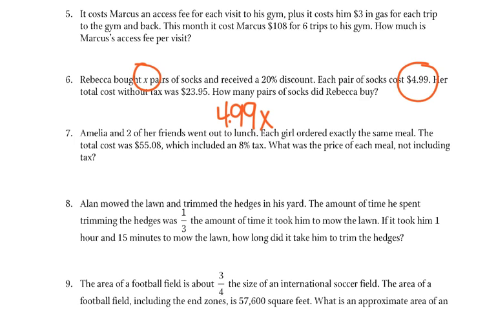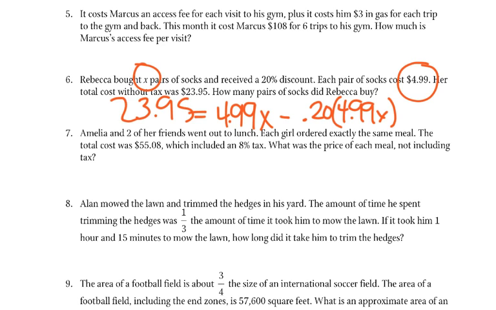But then she received a 20% discount. So we subtracted 20% of that $4.99x, okay? And that was equal to $23.95. So I want to simplify here, but there's kind of the basics of my equation.